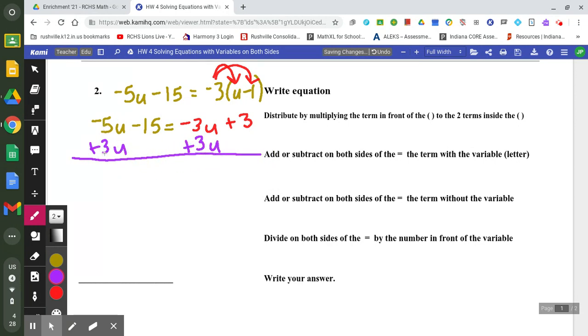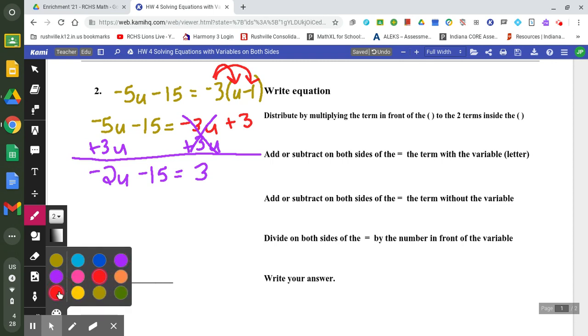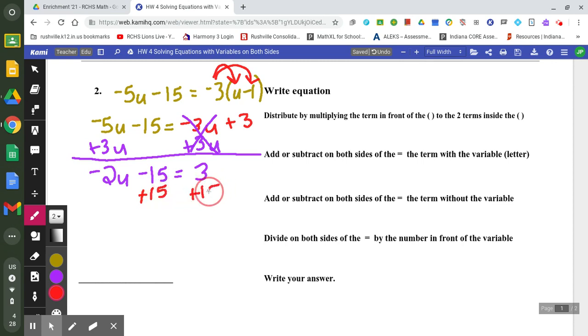Negative 5u plus 3u, negative 2u, minus 15 equals, and then the negative 3u and the positive 3u go away, equals 3. So then add or subtract on both sides of the equal sign the term without the variable. So plus 15 on both sides of the equal sign. So I have negative 2u, the 15s cancel, equal, and then 3 plus 15 is 18.